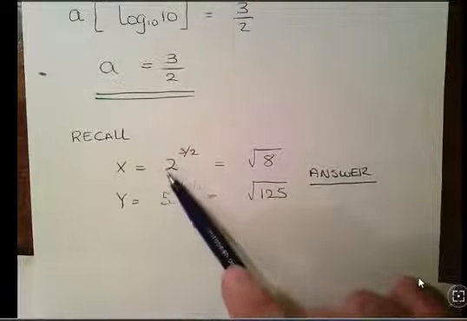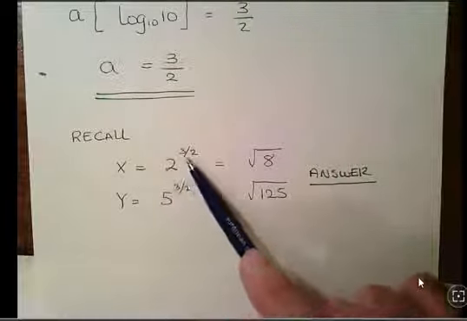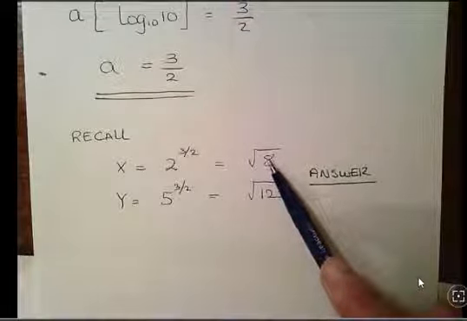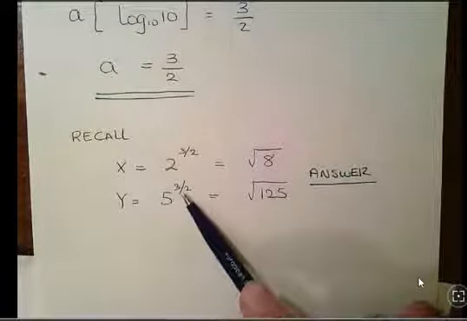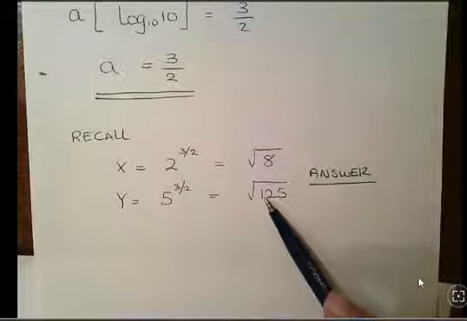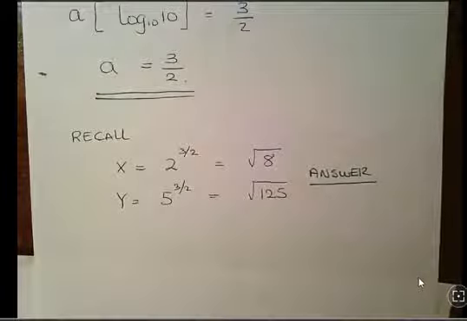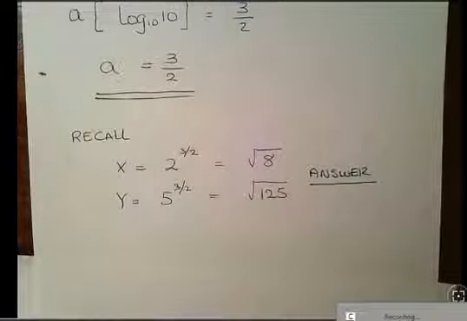So x must be equal to 2 to the power of 3 over 2, which is the square root of 8. Okay, and y is equal to 5 to the power of 3 over 2, which is the square root of 125. That is the answer we are looking for. That is that job done. End of tutorial.